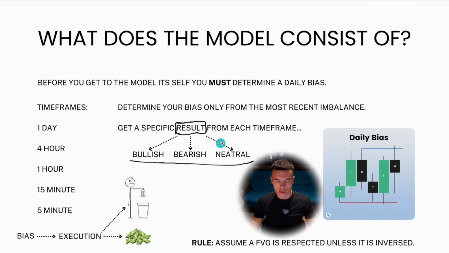Then if that's your bias, then you go down to the 4-hour time frame. You don't include what you've seen on other time frames. You only look on each time frame and you get a result.